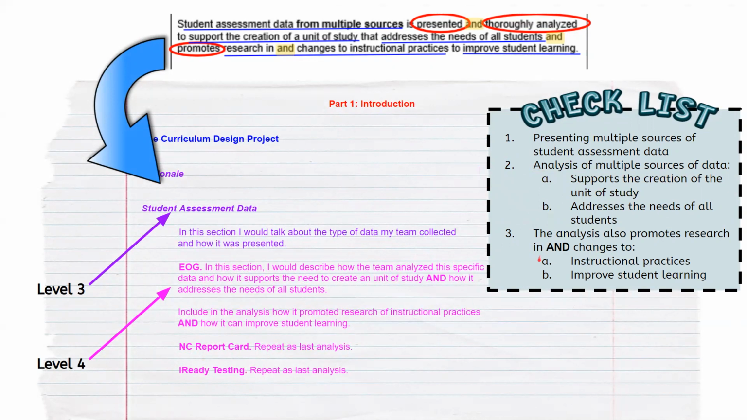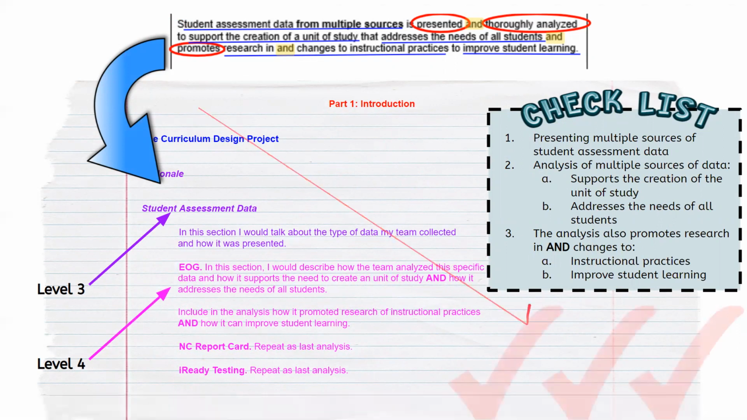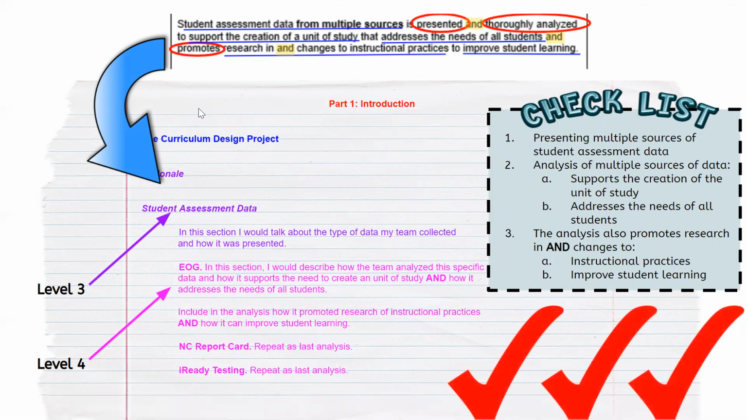But that's only for one source of data. Then number 3, I'm going to include an analysis of how it promoted research of instructional practices and how it improves student learning. So check for number 3, but only for one source of data. So what I would have to do to fulfill this whole thing is repeat this last analysis when I talk about the NC report card. Do the same kind of analysis when I talk about iReady testing. And so all of this information is how I was able to fulfill this one section of the rubric. And so I got all my checks in a row.